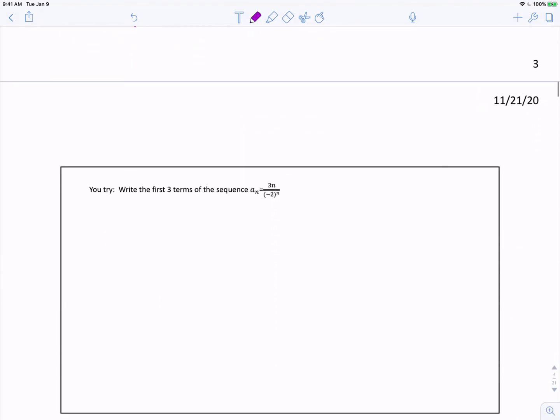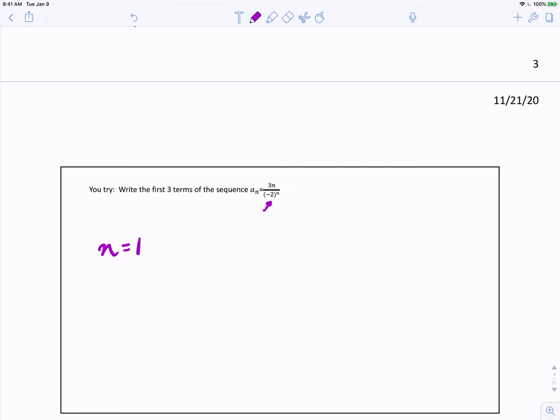So here, why don't you see if you can do this one? Write the first 3 terms of this sequence given this definition. And again, we see that we have a negative number to an nth power, so we know this is going to alternate signs. All right, let's just check your work.